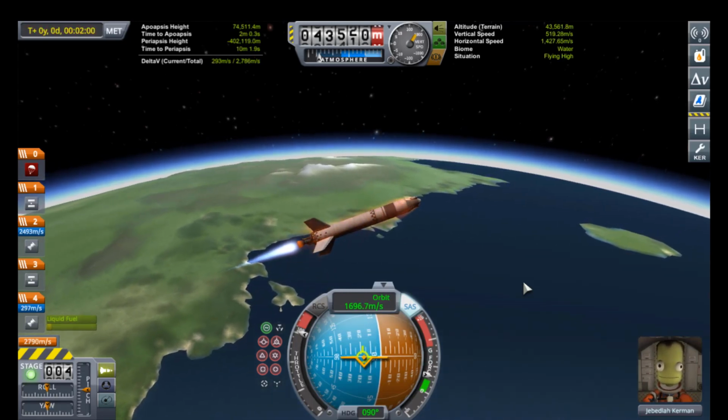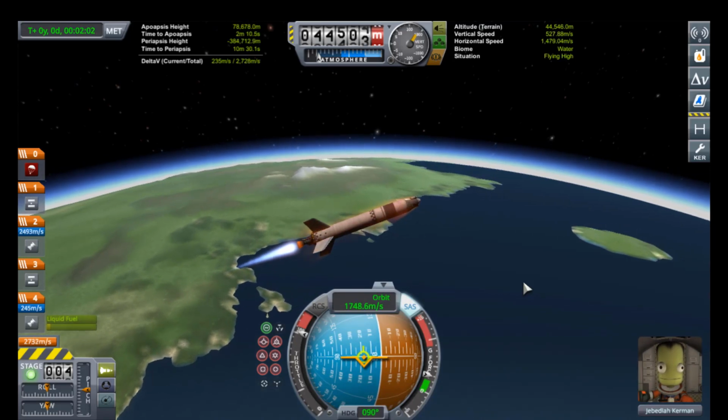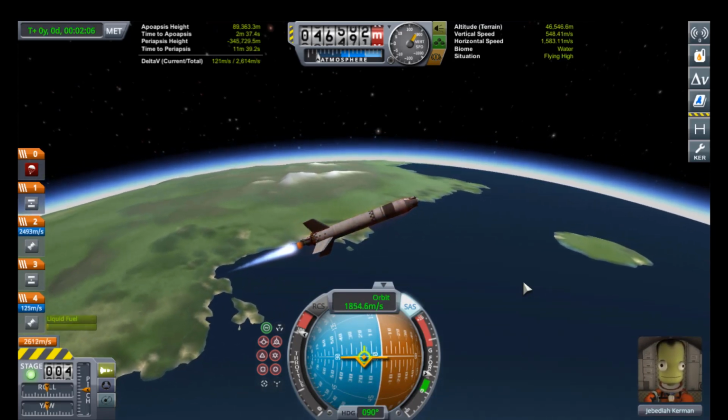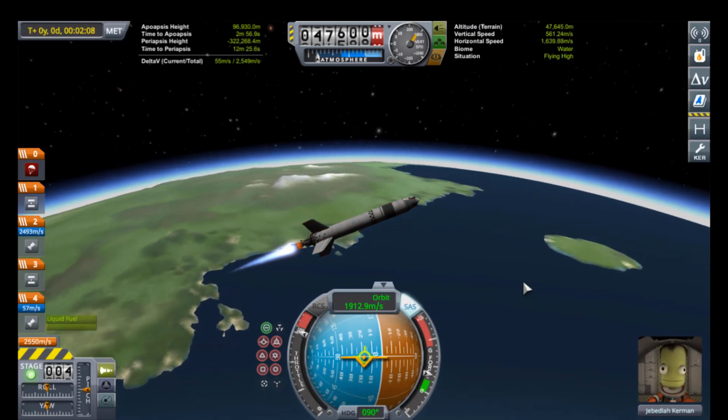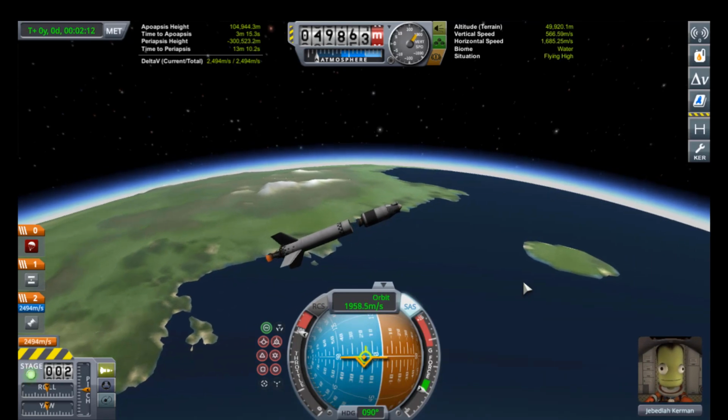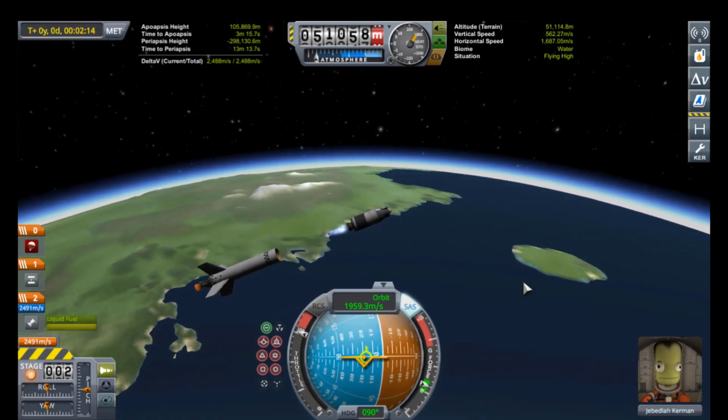Continuing to go faster. Right now I'm at 1,700 meters per second, trying to get up over 2,000 meters per second outside of the atmosphere, beyond 70,000 meters. Once I get up beyond 70,000 meters, I can start making little orbital maneuvers. Okay, here's stage separation.